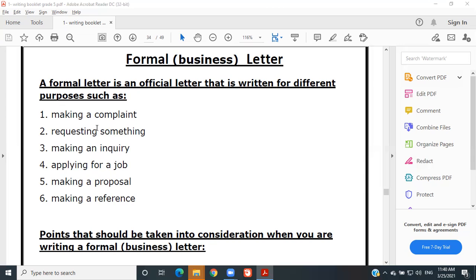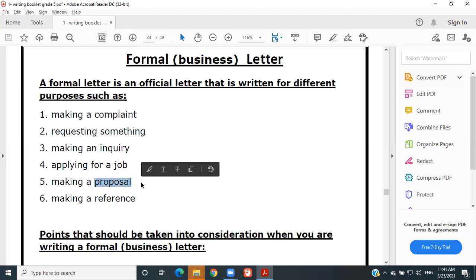How to request something? Requesting something means if you want something from work, right? So you write a formal letter. Making an inquiry. What's an inquiry? When you want to know something about work or about something that is formal, so you make an inquiry. When you apply for a job, that's easy. You don't need to explain it, right?